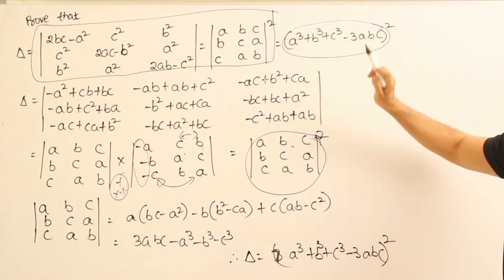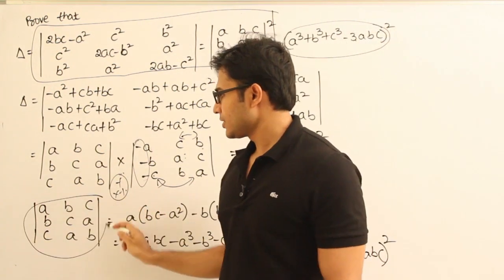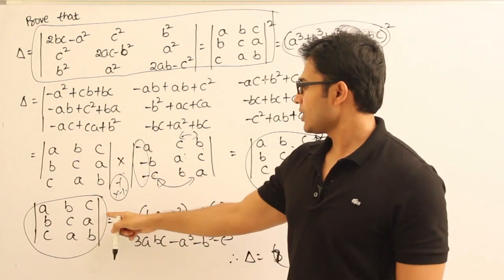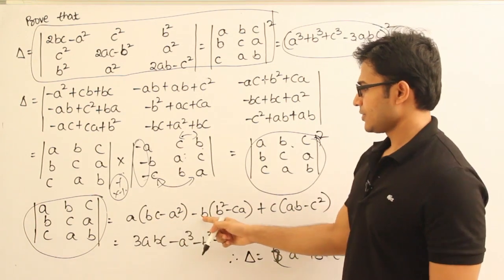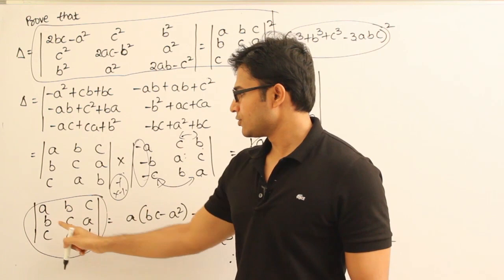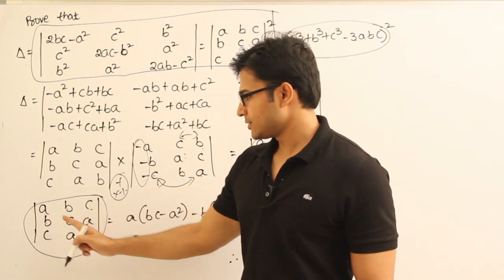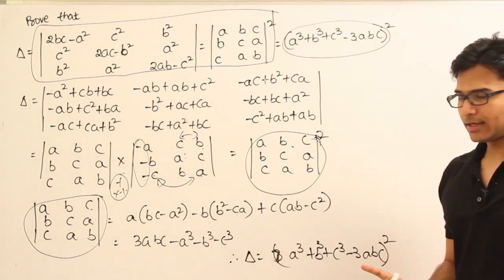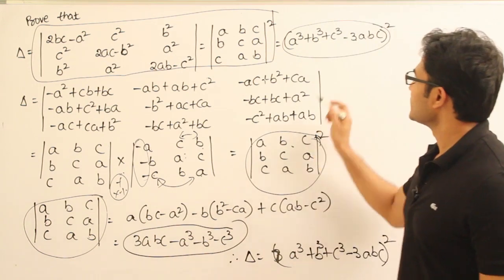So just to prove this, I'll take this single small determinant and evaluate it. When I evaluate it, with the normal expansion, I get a into (bc minus a square), minus b into (b square minus ac), plus c into (ba minus c square). So if I write it like this, this is the value of this determinant.